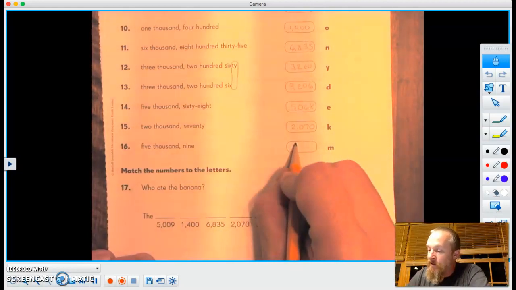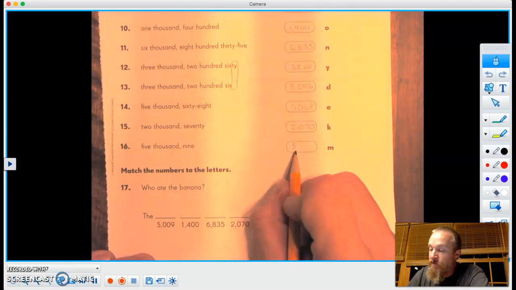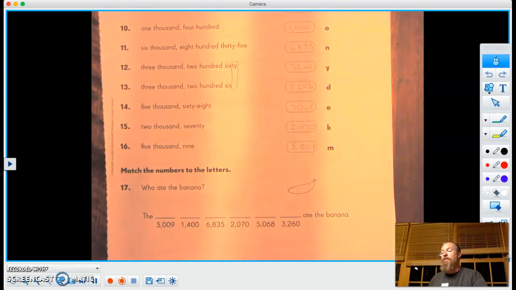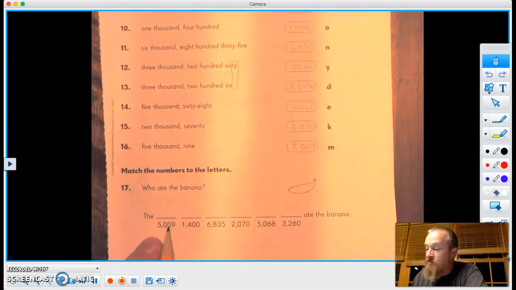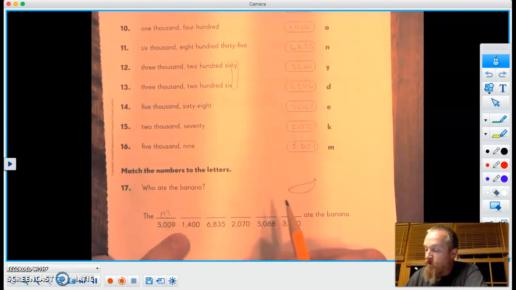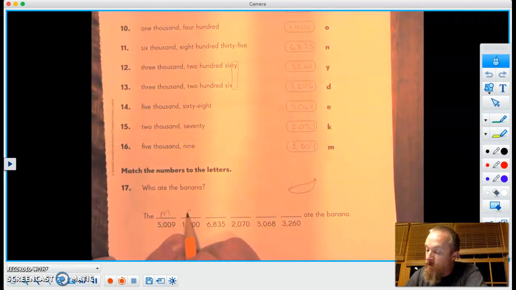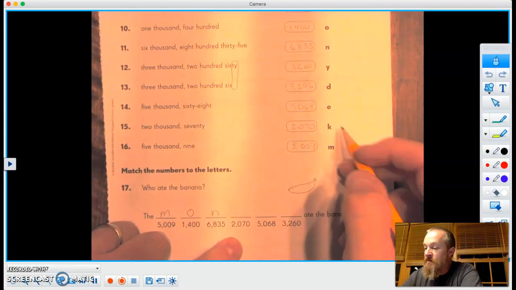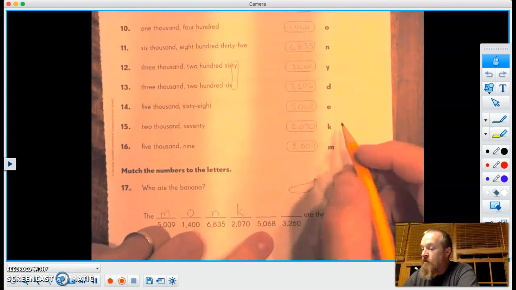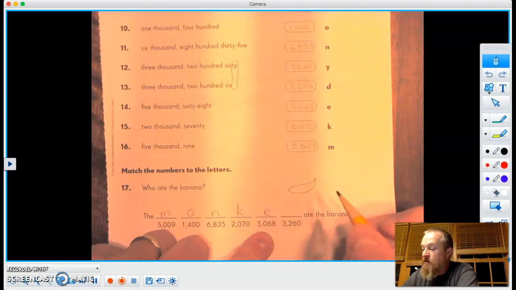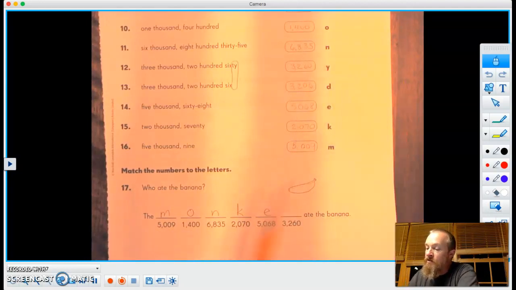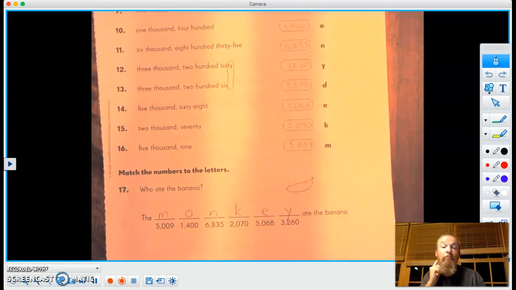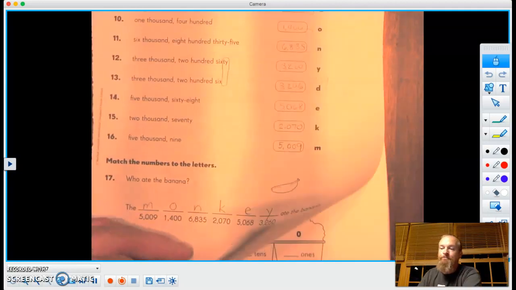5,000. So 5 in the thousands. 5,000. What do we have left? 9. Just 9. So 0, 0, 9. Now we're going to match our numbers. 5,009, we just did that one. That was M. 1,400. O. 6,835. N. 2,070. K. 5,068. E. 3,206. Oh, so it'd be a Y, not the D, right? Monkey. That's the tricky one about that one.